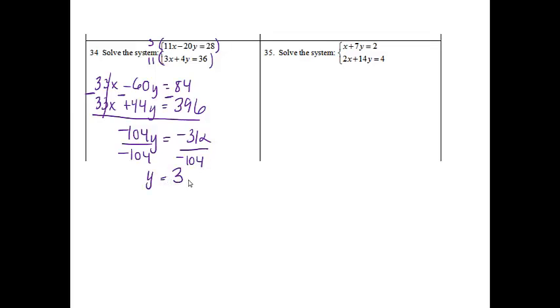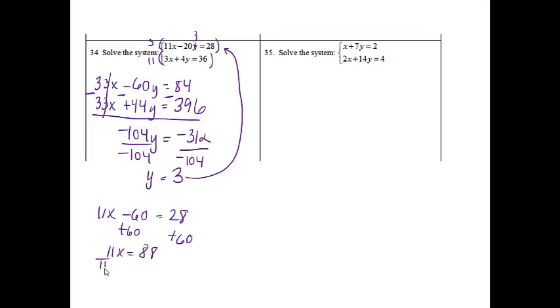And then from there we can go into either equation. I always like to go back up into the top one. I know my y is 3. So we're going to have 11x minus 20 times 3 is 60 equals 28. And now I'm going to add 60 to both sides. So I'll get 11x is equal to 88. And then if I divide both sides by 11, I get x equals 8. So the point where they intersect is the point 8, 3.